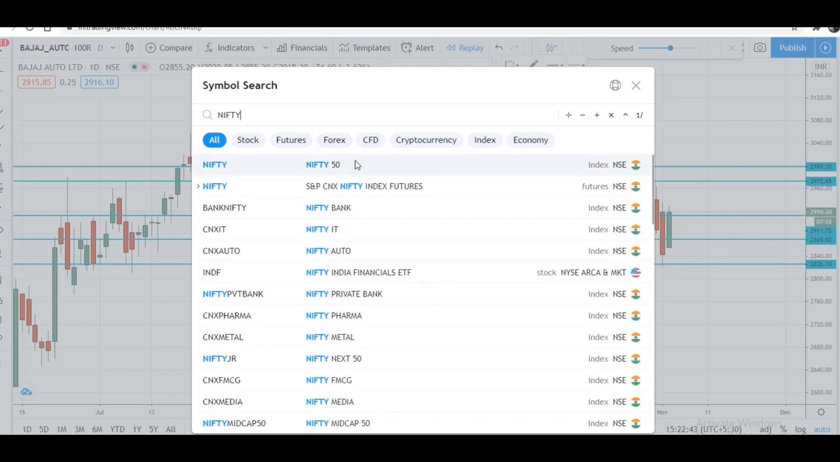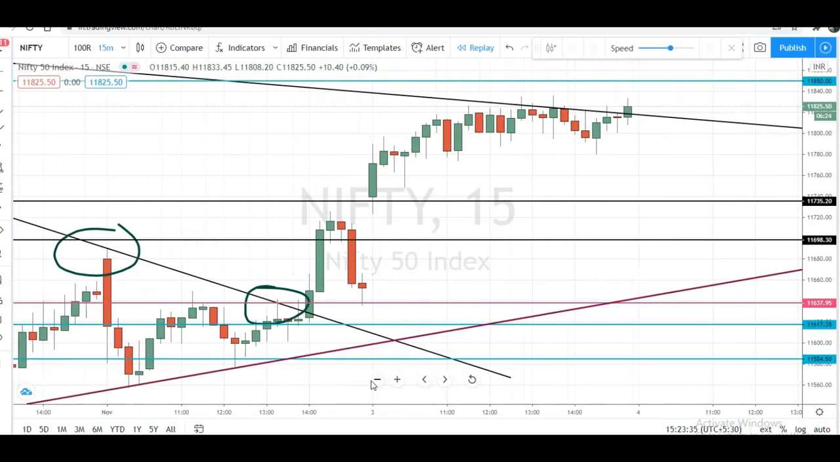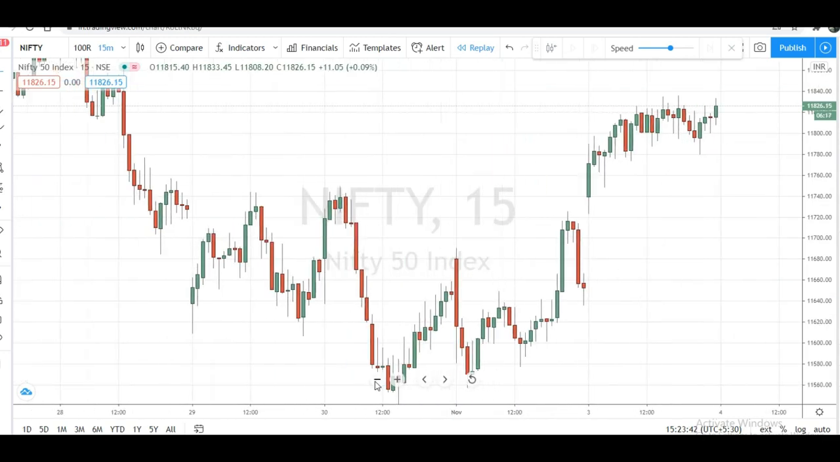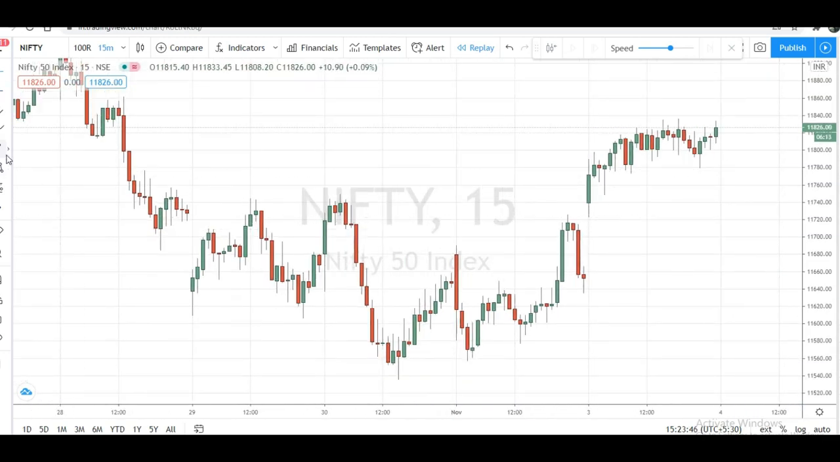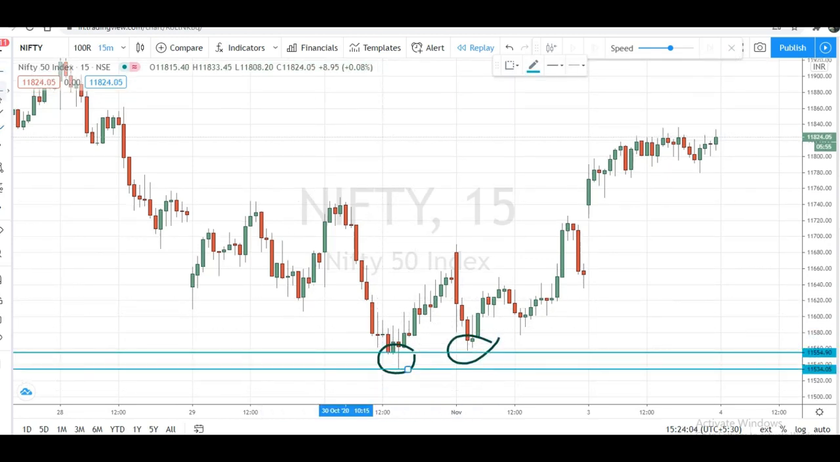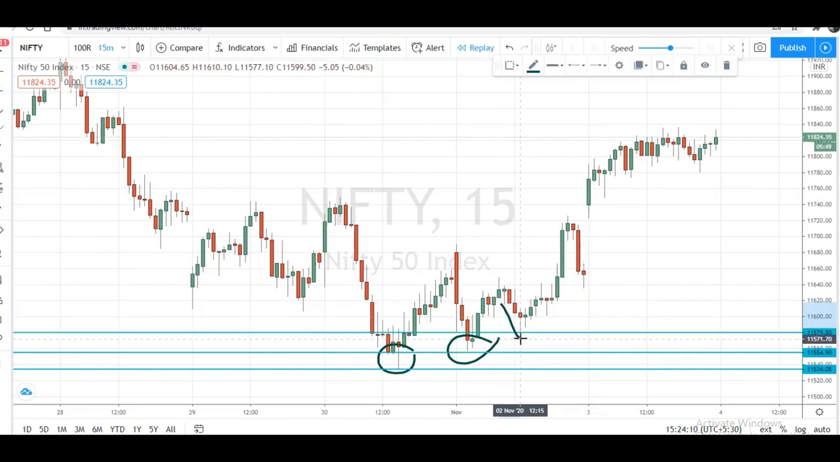Nifty, let me go to 15 minutes chart. Well, for now let me delete all these drawings. Yes, this is Nifty 50 15 minutes chart, and you can see how beautifully the prices have reversed from this level. Now I can go ahead and draw a support first. Next I see a reversal from this area. See the prices have reversed like this.